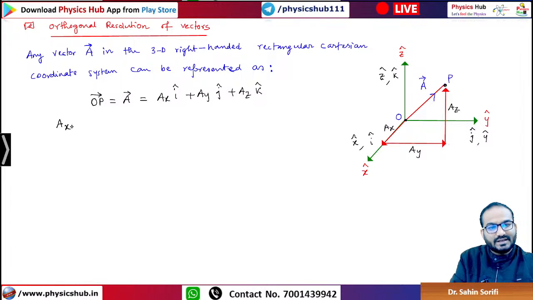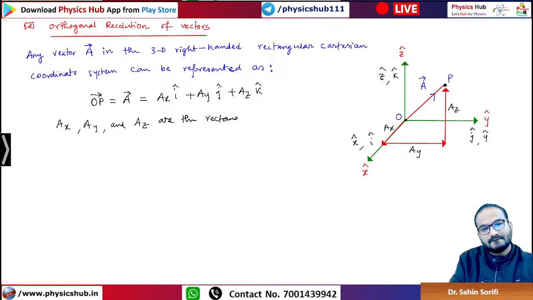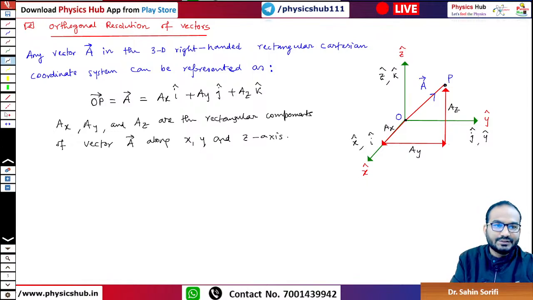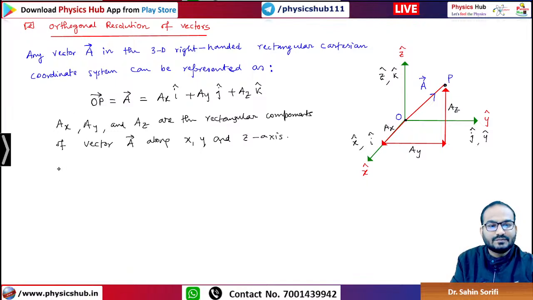And what are these ax, ay, and az? These are the rectangular components of vector A along the x, y, and z axis, right? And how do you write the magnitude? You write the magnitude of vector A.